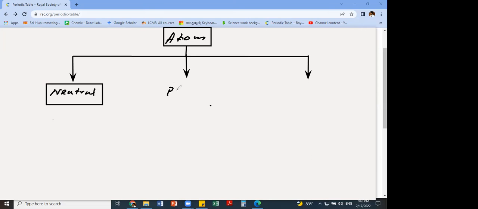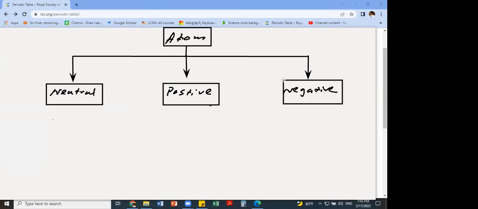Neutral, or it can become positive, or it can become negative also. Some atoms can become negative. An atom can become positive, negative or neutral. Any atom should come under one of these. I'll give one example. Neutral means what? Look at the screen, everyone. Neutral means number of protons equal to the number of electrons.